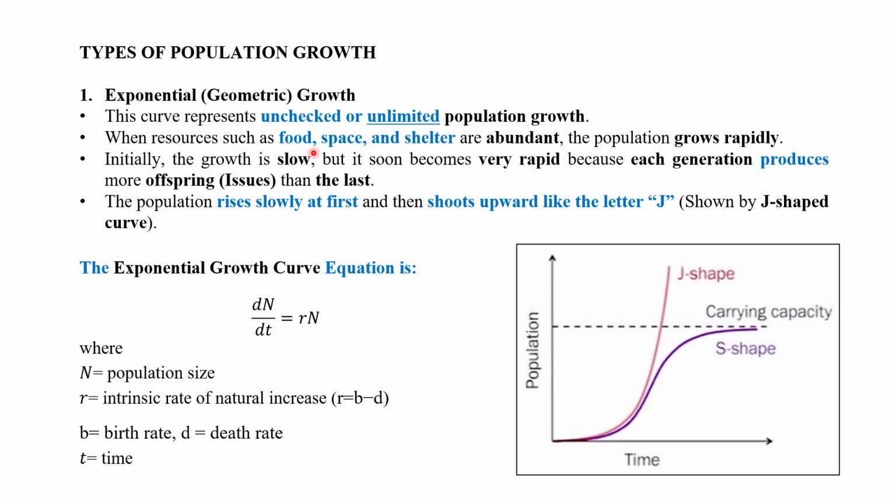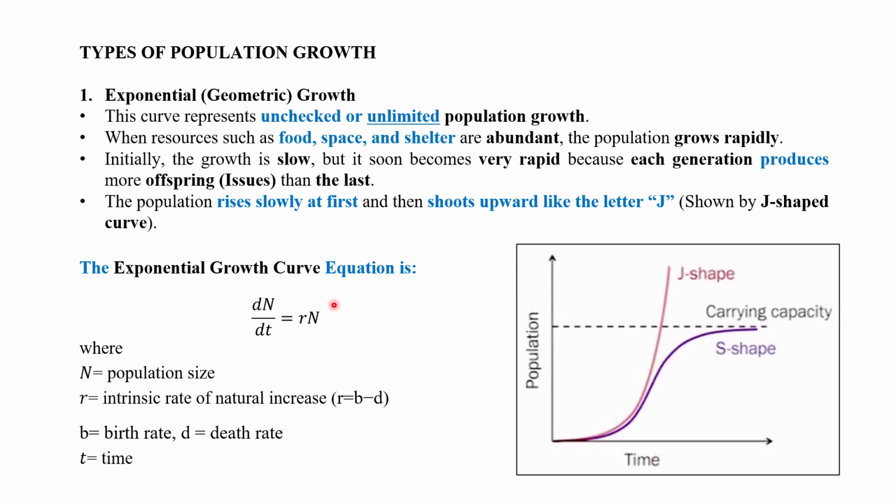When resources such as food, space, and shelter are abundant, the population grows rapidly. Initially the growth is slow, as we can see from the graph, but it soon becomes very rapid because each generation produces more offspring than the previous one. The population rises slowly at first and then shoots upward like a letter J, in the form of a J-shaped curve.